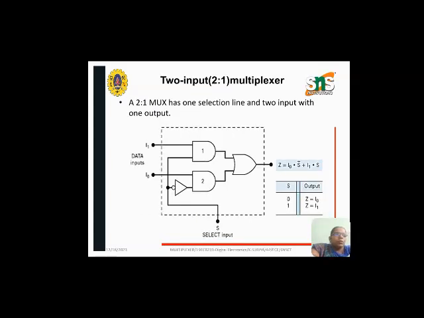So this is a 2:1 multiplexer where you'll be having 2 inputs, 1 select line and 1 output. Say the inputs are I1 and I0. Since you're having only 2 inputs, you'll be having only 1 select line. If the select line is 0, I0 input will be selected, and if the select line is 1, I1 input will be selected. The output equation will be I0 into S bar plus I1 into S.